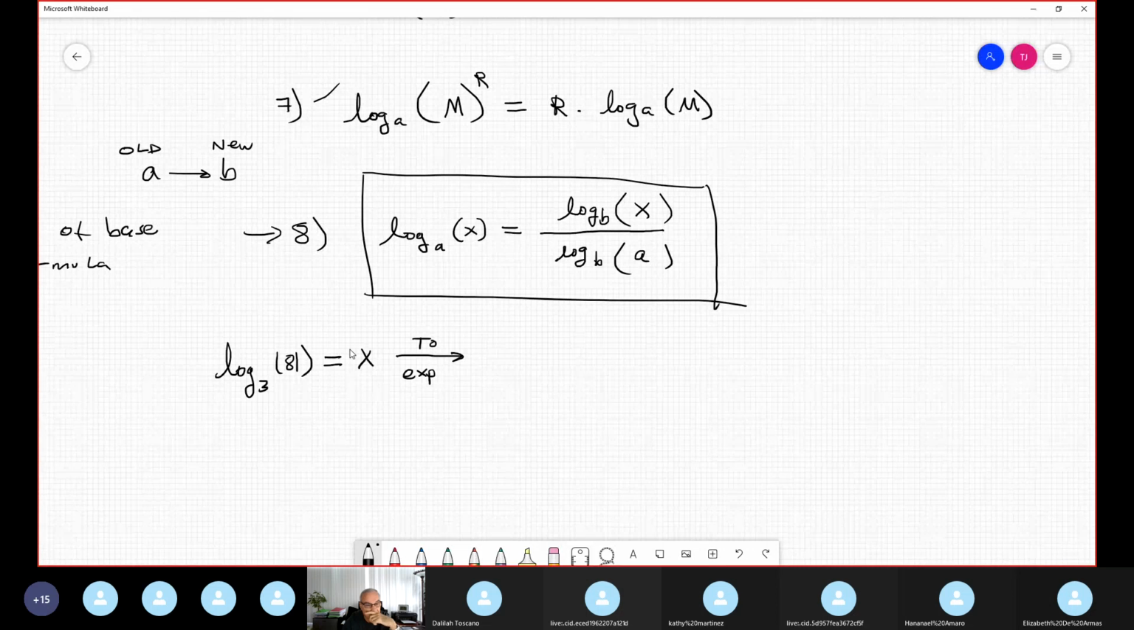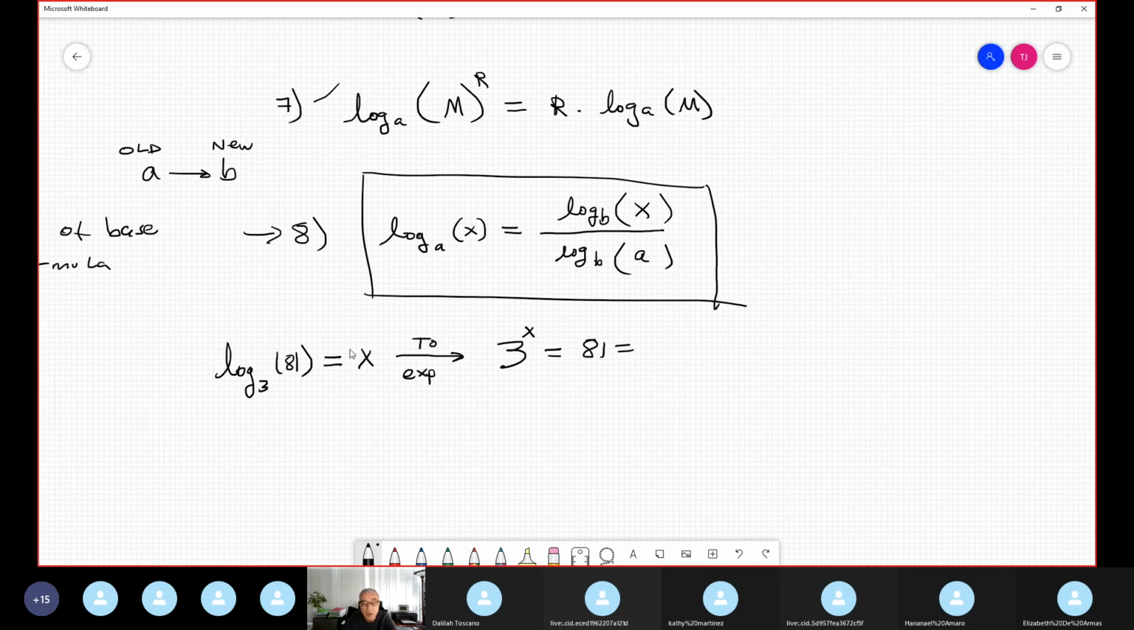For me, logarithmic is not clear so far. However, exponential is clear for me. So you translate from a logarithmic statement to an exponential statement, and the base is 3. This small 3, can you see here, represents the base. You put the base, and the exponential gets a big 3. The exponent is the answer for the logarithm, and the result is 81.